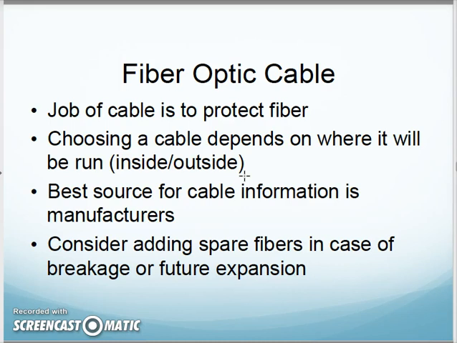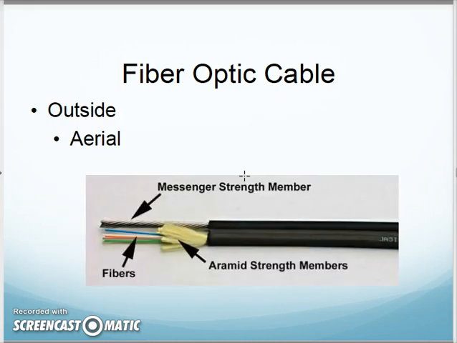The fiber optic itself, so now we're going to start talking about the cable itself. Remember that the outside jacket is there to protect the fiber, and depending on the use, inside or outside, my cable is going to be constructed different ways to handle those needs. So one of the first things they mention is if I have some outside cable, outside plant cabling, I might run into some things like this.